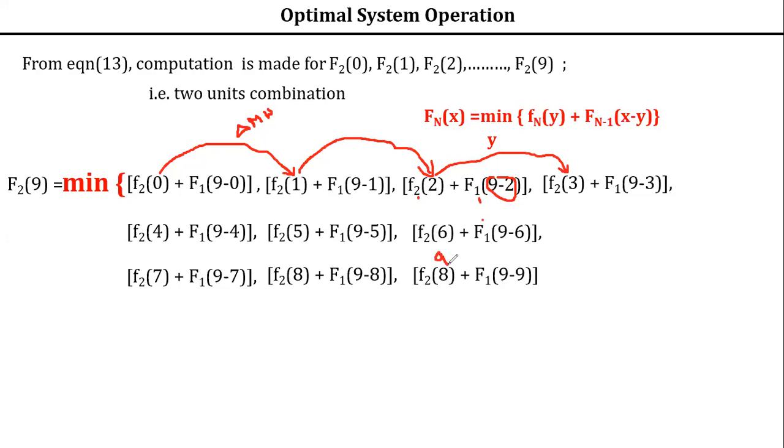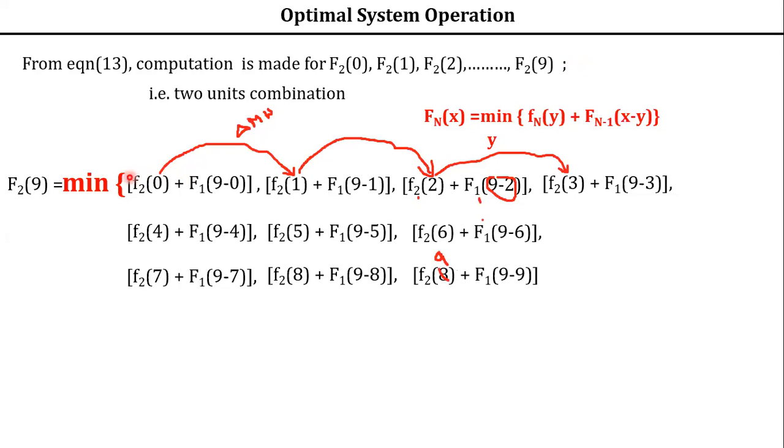This is 9. This is not 8. Understood. So now you can see F1 of 9 minus 9 is 0. There it ends. So this many combinations you are going to get.